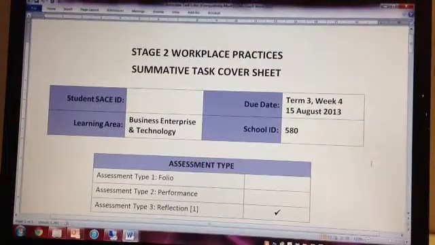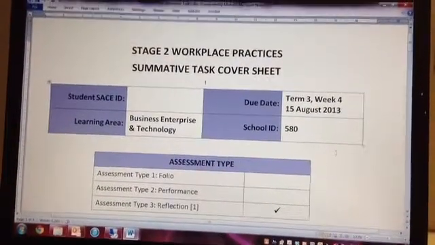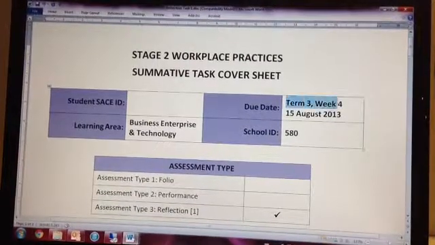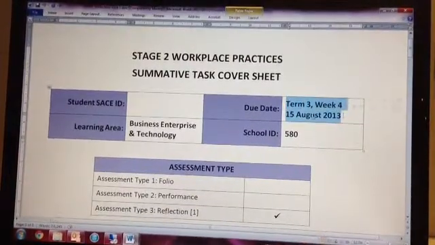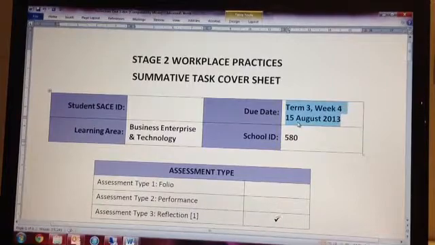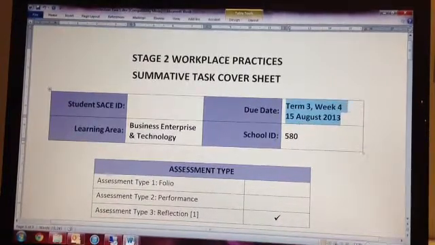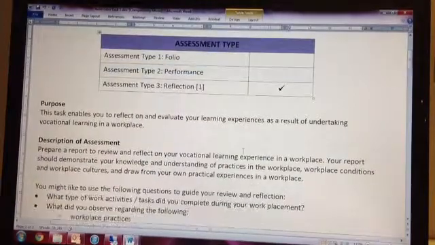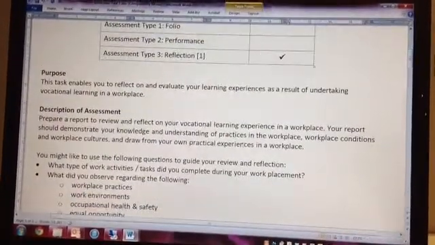Hey everyone, just going through your summative reflection of your work placement. This assignment is due next term, Week 4, Term 3, the 15th of August. Don't leave it to the last minute. This assignment is all about your reflection on your work placement, so it's based on all the work placement you've done for the year.